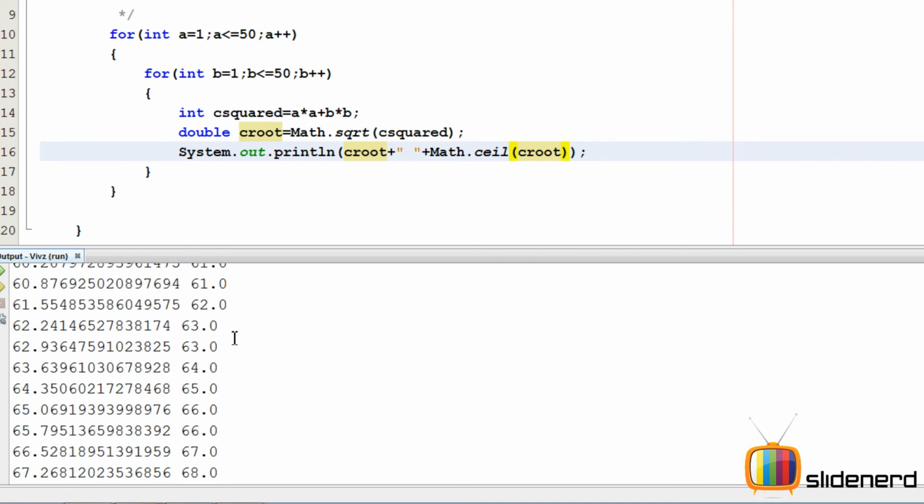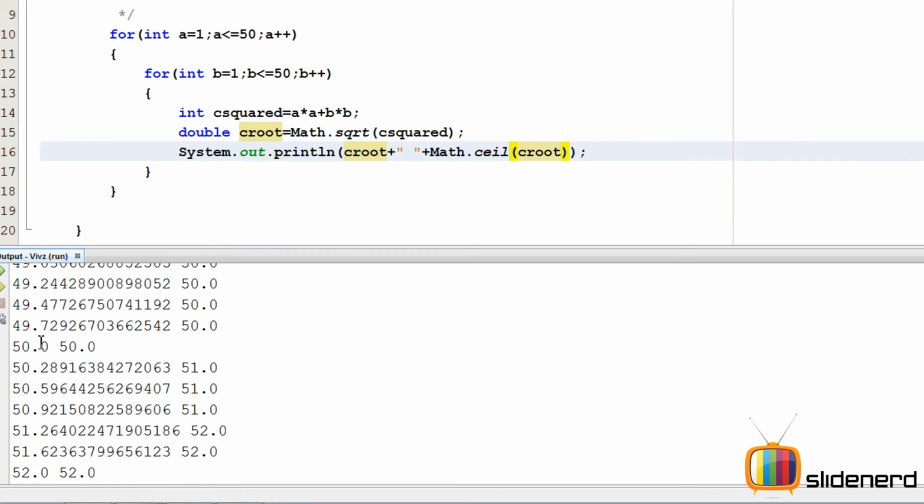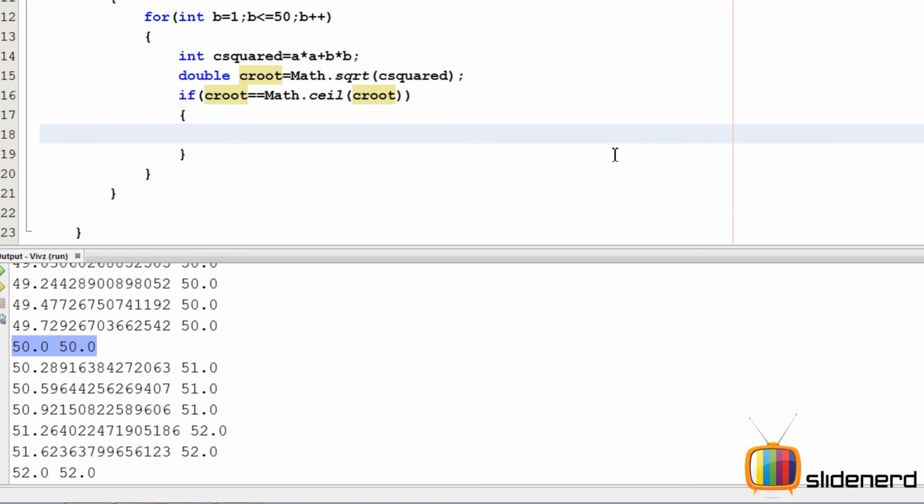But if you see a round figure, let me go ahead and find one number which does not have a decimal, and that will explain everything to you guys. So here, take a look. 49.72 becomes 50, right? But 50 stays as 50. That means these are the numbers which do not have any part after their decimal point, right? So in short, we can actually say that if C root equals math.ceil of C root, that means the numbers are the same, then those are the numbers that form the Pythagorean triplets, right?